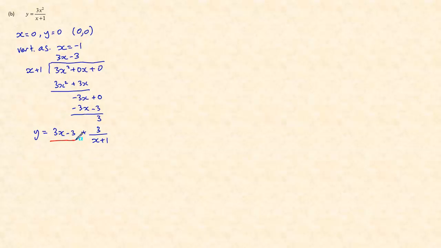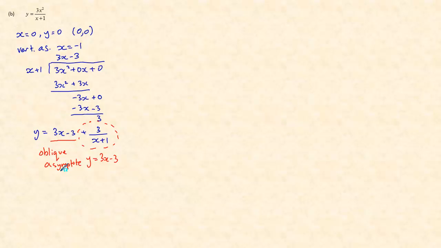And that identifies an oblique asymptote, which would be y is 3x minus 3. Now the reason that's an oblique asymptote is if we think about x becoming very, very large, this part will become very, very small. And therefore we're left with 3x minus 3. So it's going to tend to 3x minus 3 when x is very, very large, either positive or negative.